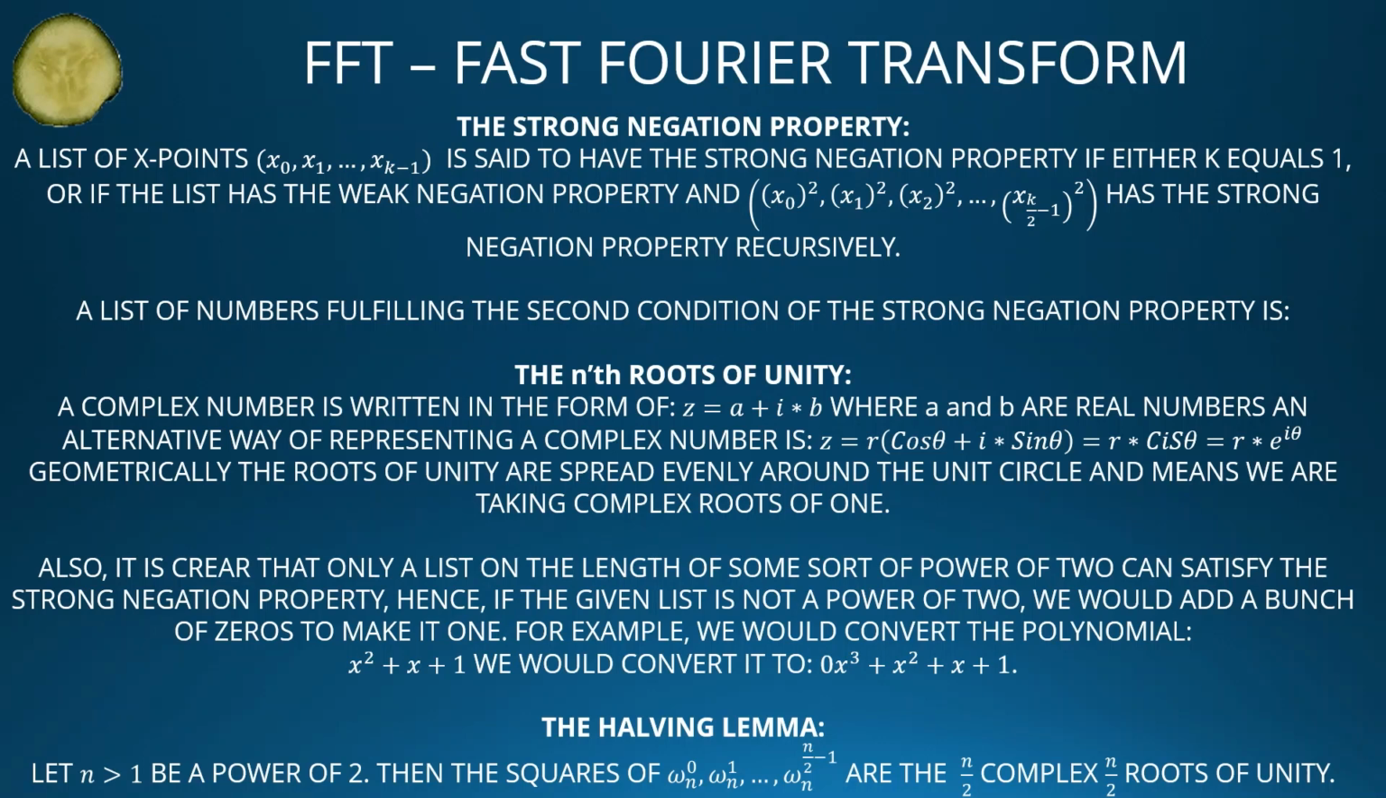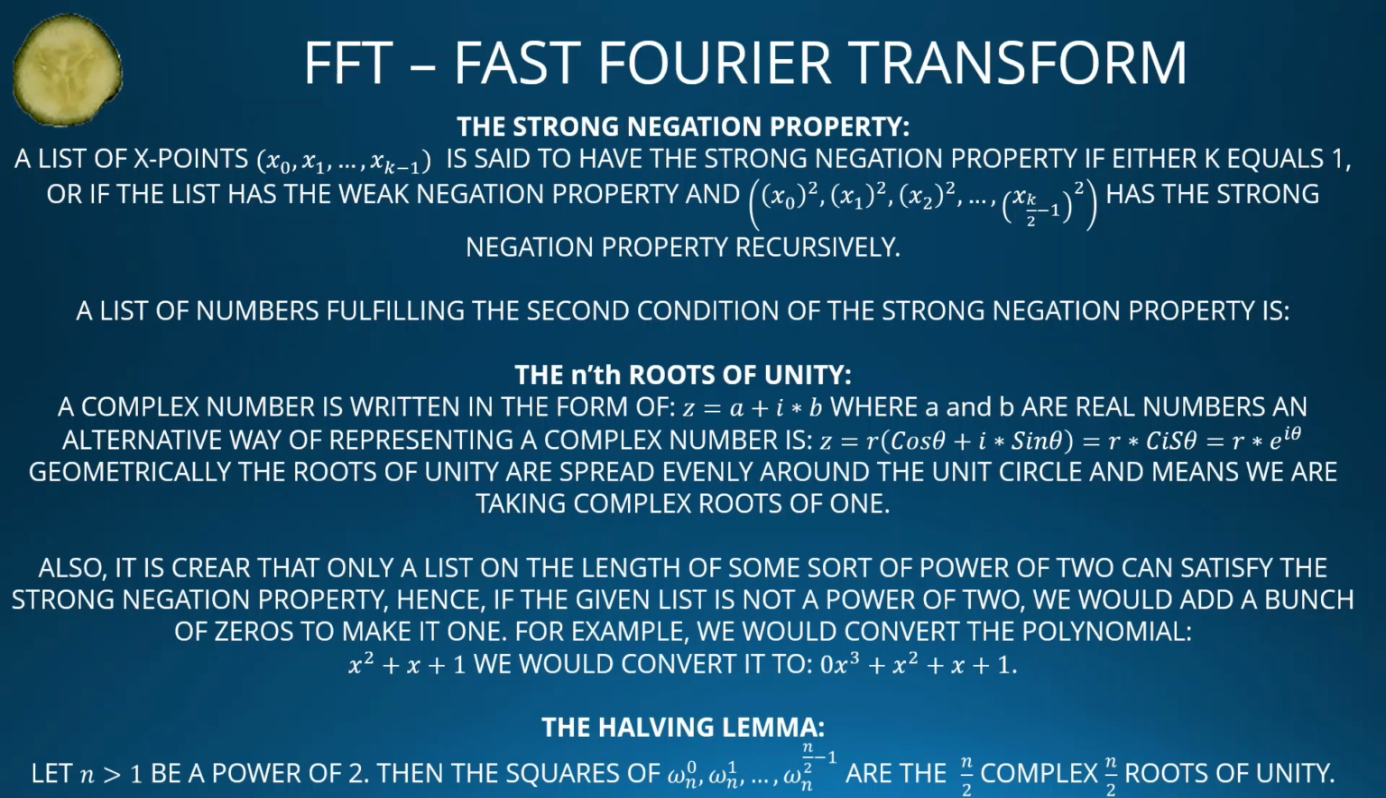The strong negation property. A list of x points, x0, x1, all the way to xk-1, is said to have the strong negation property if either k equals 1 or if the list has the weak negation property and x0², x1², x2², all the way to x(k/2-1)² has the strong negation property recursively. A list of numbers fulfilling the second condition of the strong negation property is the nth roots of unity.